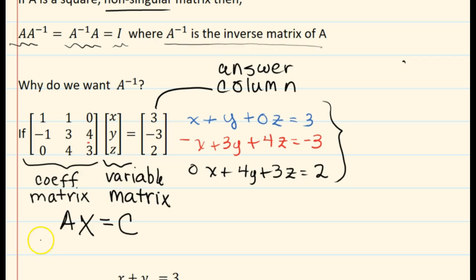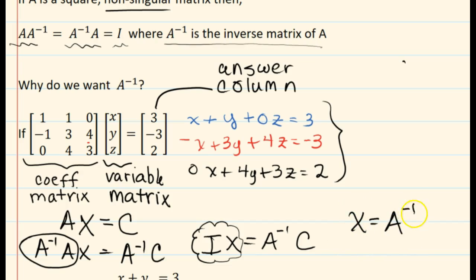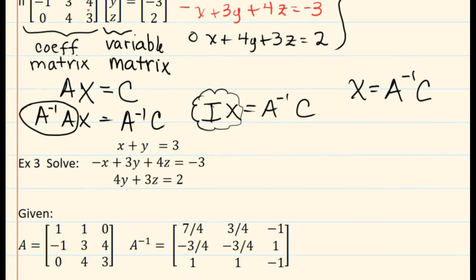If I multiply both sides by A inverse, then on the left side we're going to find that that's just equal to the identity matrix times X, is equal to A inverse times C. By the identity property, this just means that X is equal to A inverse times C. So this is yet another way to solve for X, Y, and Z. So let's try that by using our next example.